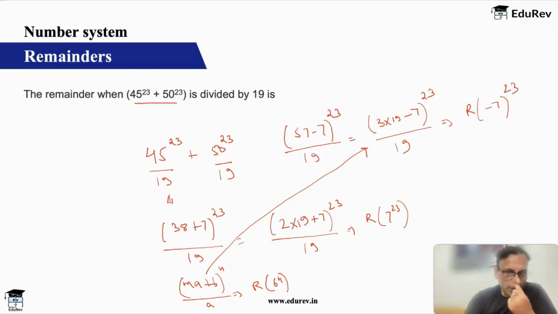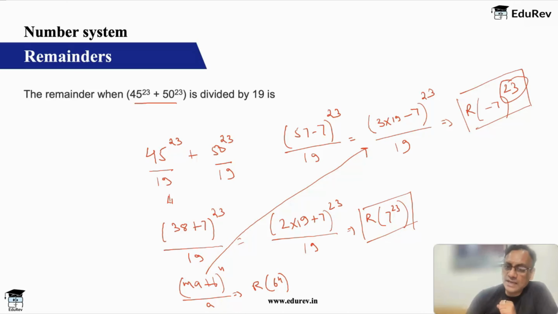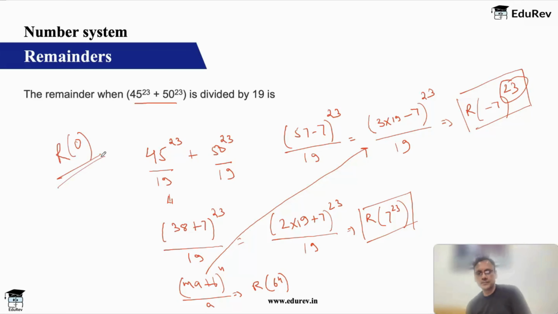So now you can see the remainder is 7 to the power 23, and the other remainder is minus 7 to the power 23, and because the power is odd, the minus sign will remain. So net, both the remainders will cancel out and your final remainder is going to be 0. Okay, so a very simple application of the binomial theorem, and you can see how such a complex question can be solved so easily. All that you had to figure out was that 45 is 38 plus 7 and 50 is 57 minus 7. So using the binomial theorem, we are also using the concept of negative remainders. And both my remainders get cancelled out and I have my answer straight.